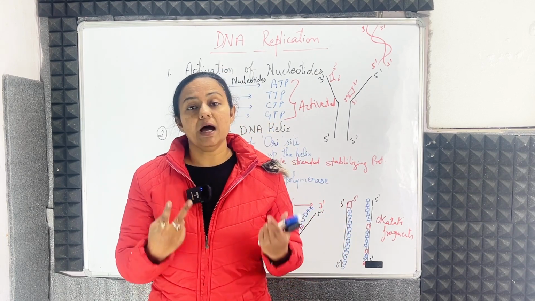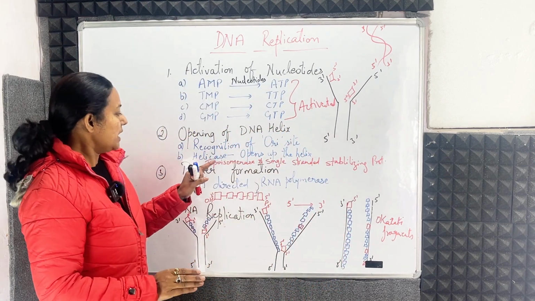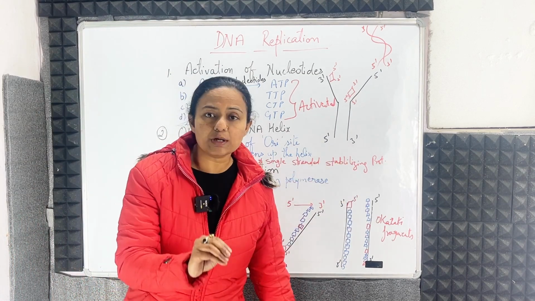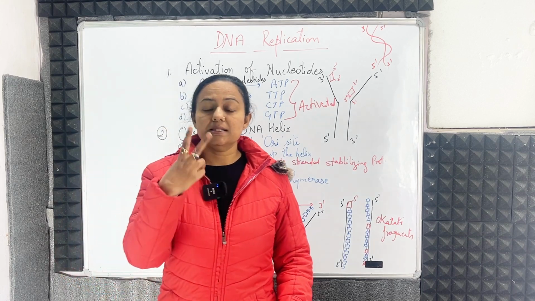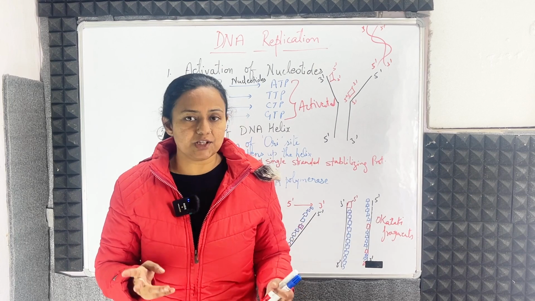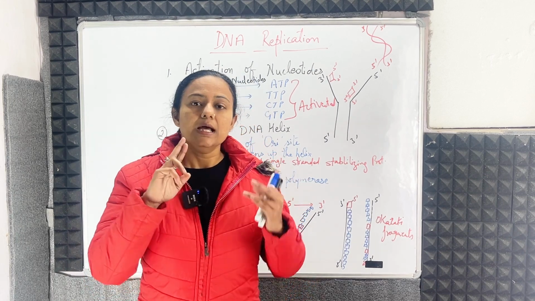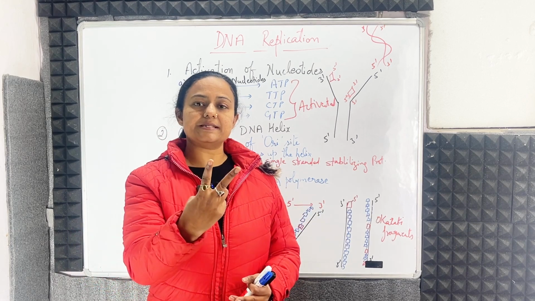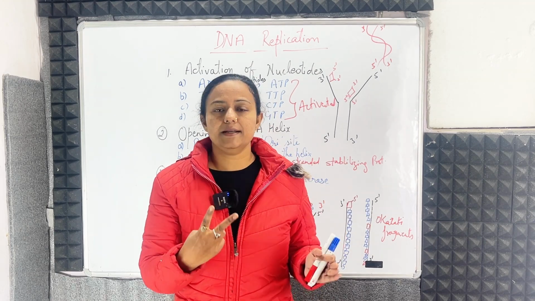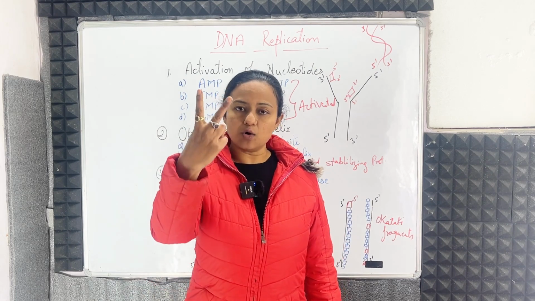So how will it occur? It is topoisomerase and single-stranded stabilizing proteins which will help the strands to stay in their position. They help in releasing the tension which makes the double-stranded DNA coil again. So topoisomerase keeps the strands in position by removing the tension in the strands. Are you getting it? So now both strands are opened.